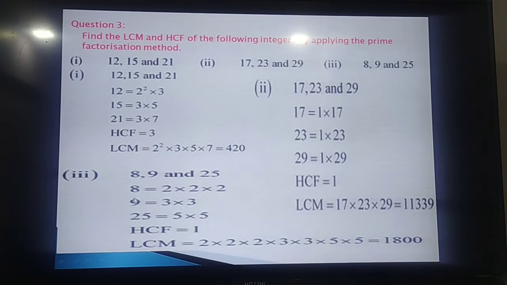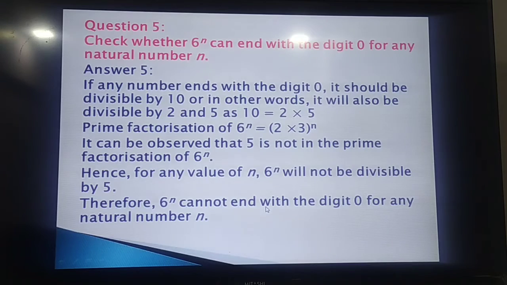It is not only for prime numbers. Here 8, 9 and 25. In this case also there is no common factor at all, so HCF is 1 and LCM is 8 into 9 into 25, that is equal to 1800. So if we take coprime numbers, coprime meaning numbers having no common factor other than 1, then what happens? HCF becomes 1 and LCM becomes the product of those numbers.